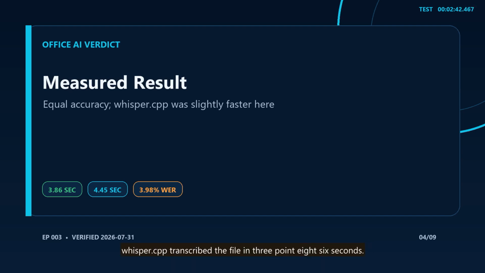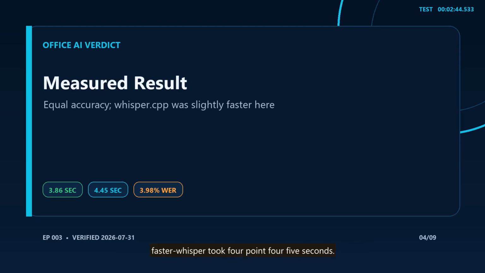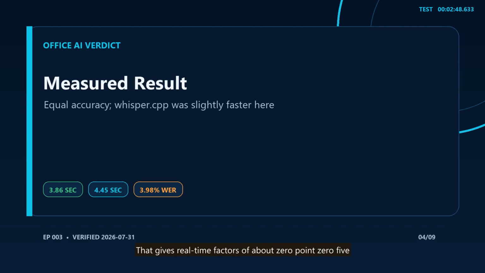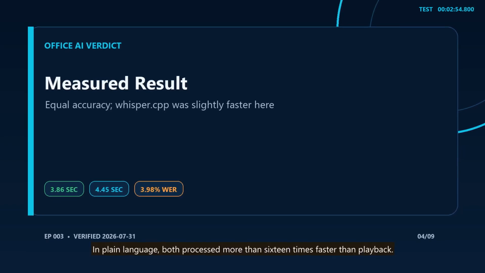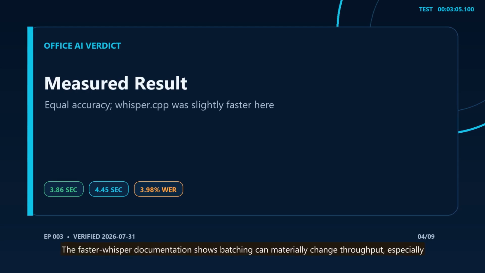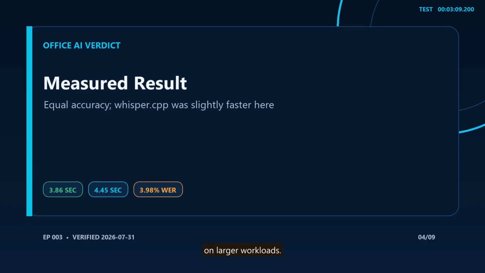Whisper.cpp transcribed the file in 3.86 seconds. Faster Whisper took 4.45 seconds. That gives real-time factors of about 0.051 and 0.059. In plain language, both processed more than 16 times faster than playback. Whisper.cpp was about 13% faster in the single run. Do not convert that into a universal claim. The Faster Whisper documentation shows batching can materially change throughput, especially on larger workloads.